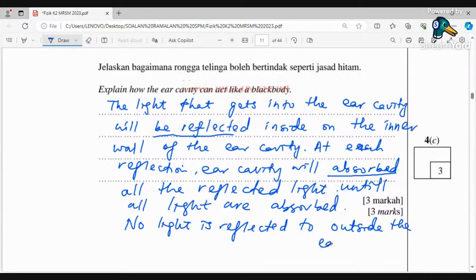Okay. I just want to add some. So actually 3 marks no need to be so long, but up to you. You must have all the points. Yeah? 3 points.